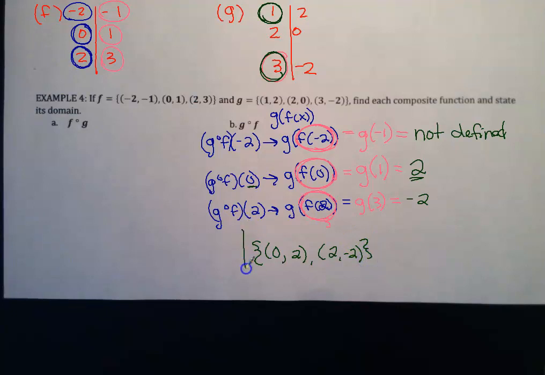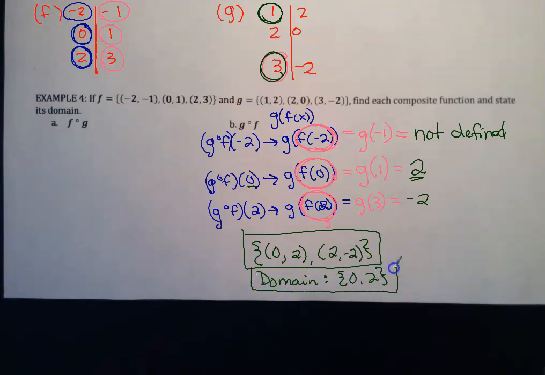Okay. What's my domain then here? Did you say 0, 2? Okay, so my domain is 0, 2. Awesome.